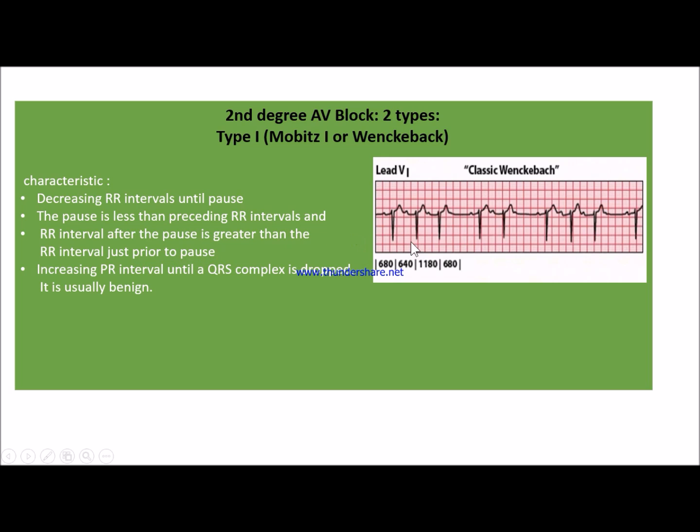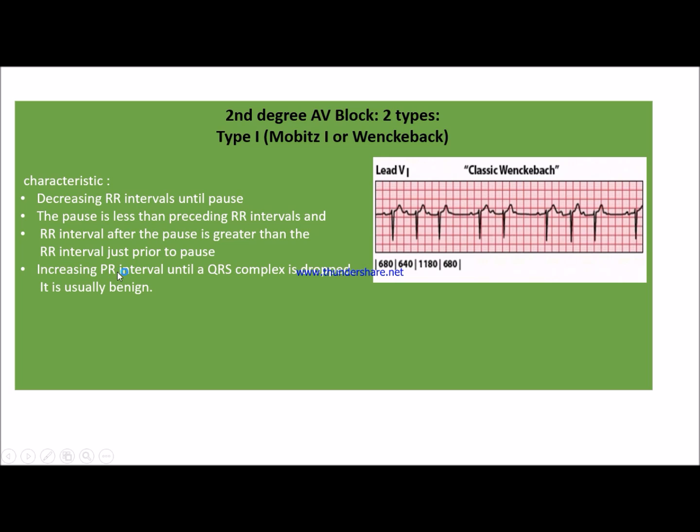In general, if we take this ECG strip, we can see RR interval 1, 2 and 3, then 1 RR interval, 2 RR interval. Then there is one gap. So here the interval is less than the other RR intervals. But after this pause, we can see this is 1, 2 and 3, again 1, 2 and 3 and pause. So it is greater than before.